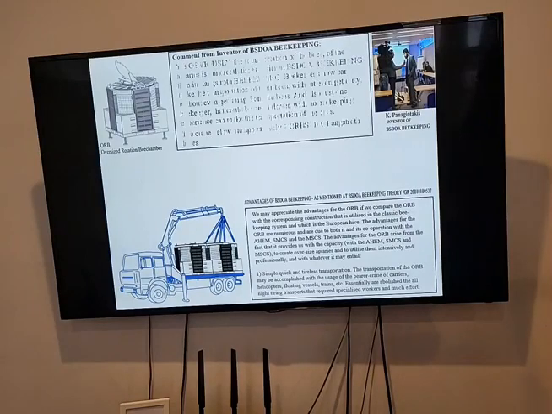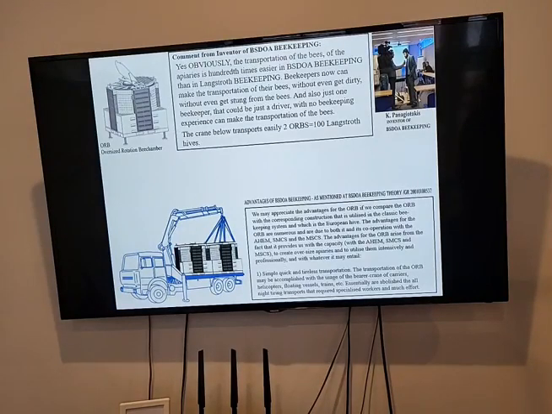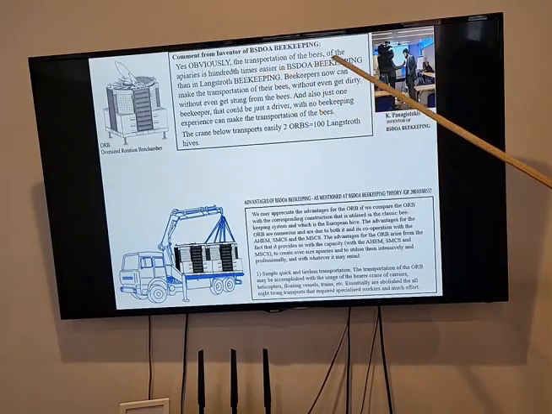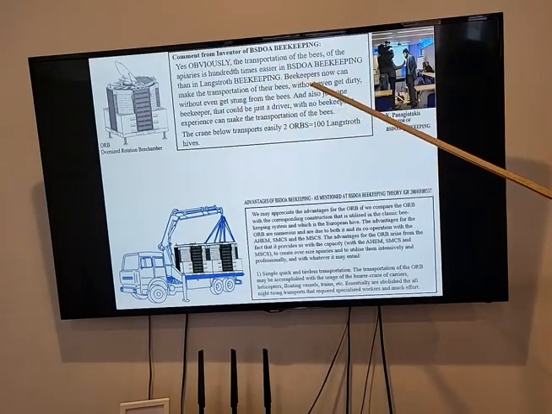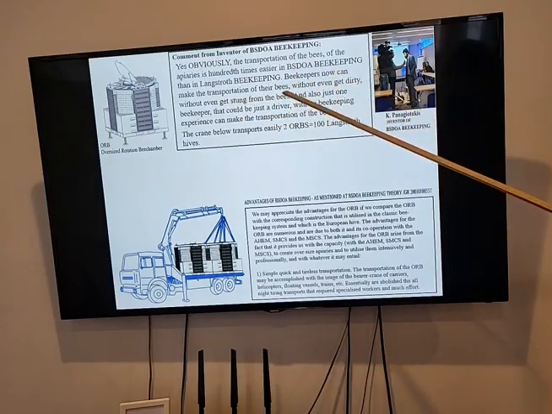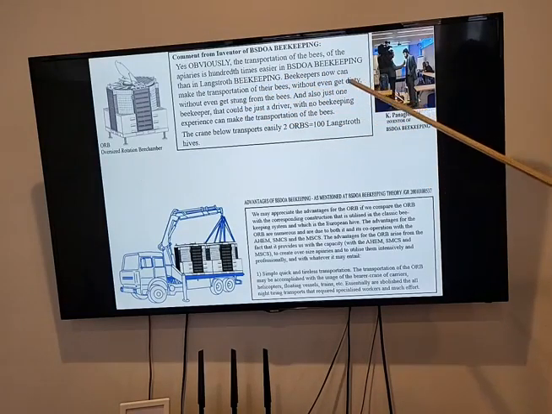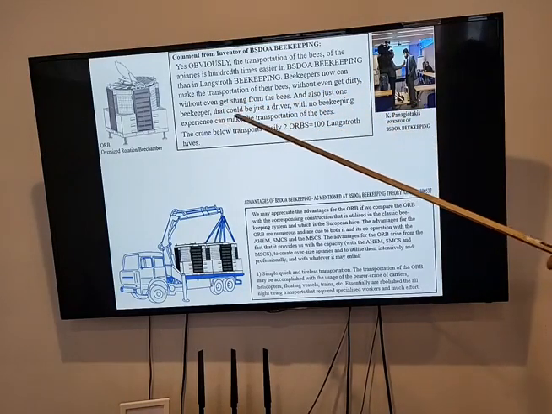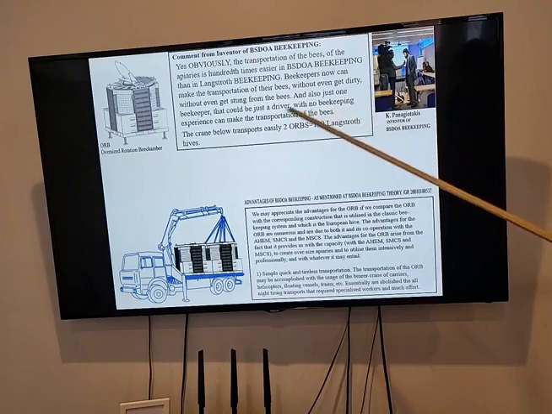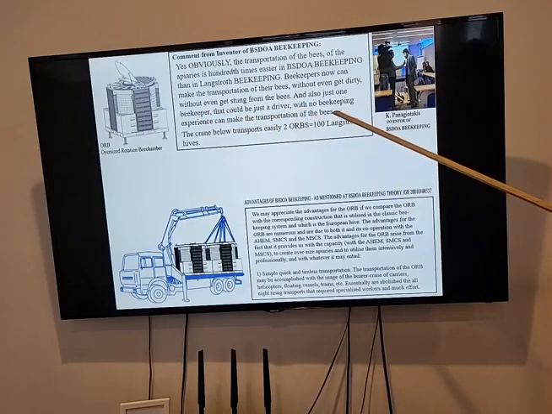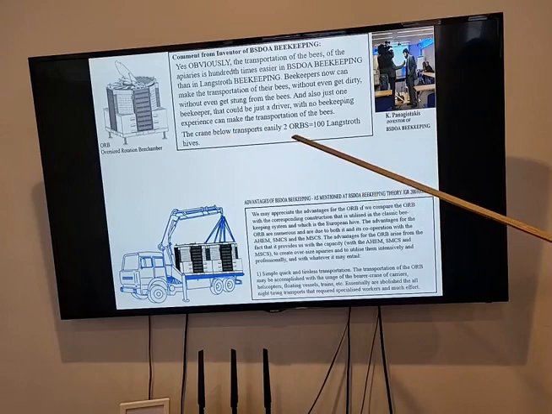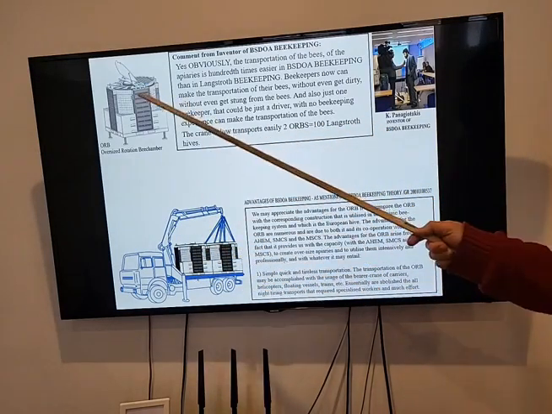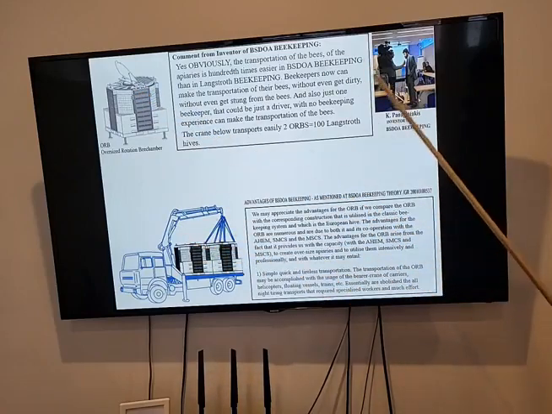This is my comment. Yes, obviously the transportation of the bees is 100 times easier in Bsdoa beekeeping than in Langstroth beekeeping. Beekeepers can now transport their bees without even getting dirty or stung by the bees, and even a driver with no beekeeping experience can transport the bees. The crane below easily transports 2 orbs, 100 Langstroth hives. The crane has 2 orbs, this is the orb, 1 orb, he has 2 orbs, and this is me.